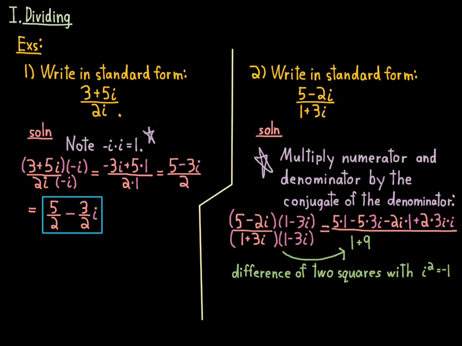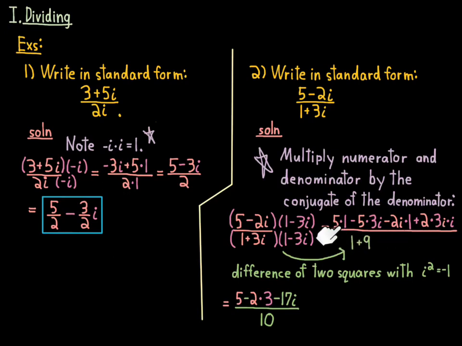So the difference of two squares with i squared equals minus 1 actually gives you the sum of two squares, the two squares being the square of the real part plus the square of the imaginary part. So I just multiplied out these numbers in each term, and I wrote the real ones first.